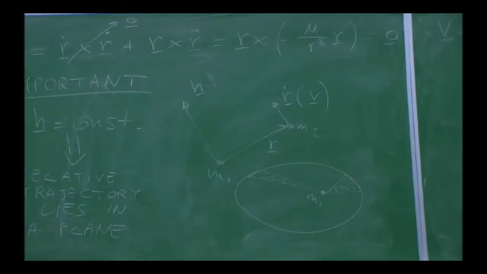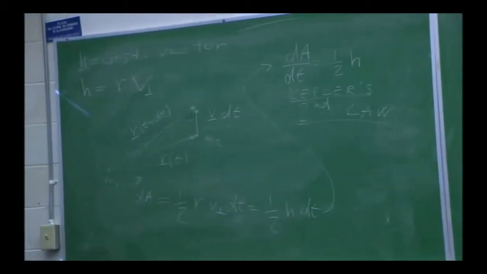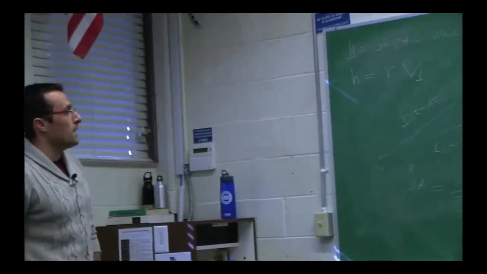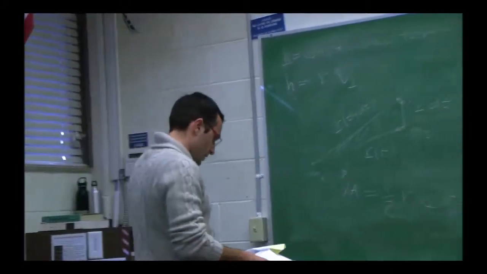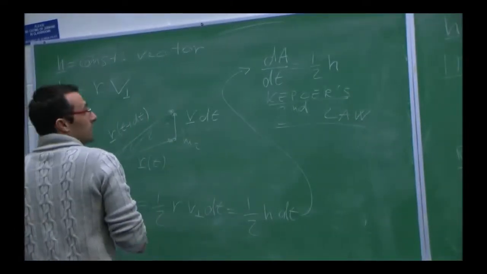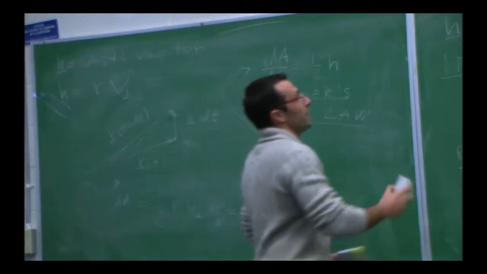We'll prove it with equations, but that's what he was measuring with these observations, and he came up with this law that we have just proven. Okay, so that's one of them. Now let's solve that equation and find the parametric expression for the Keplerian orbits.